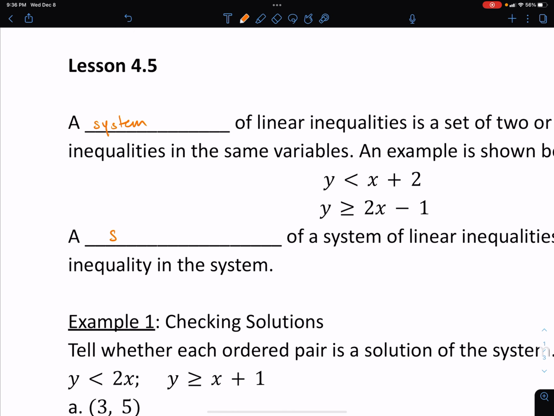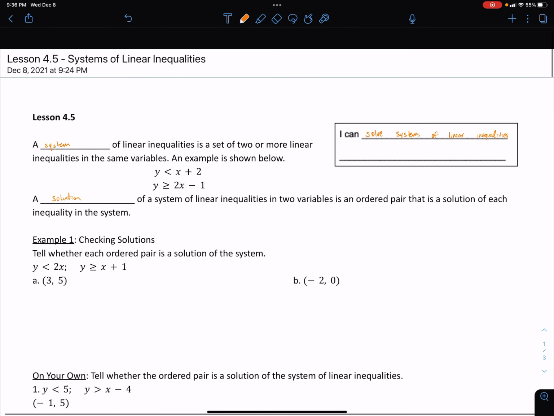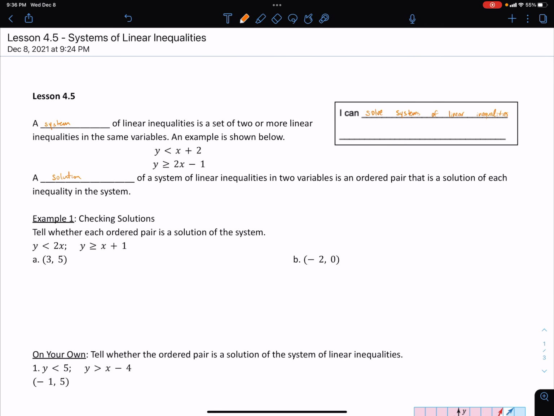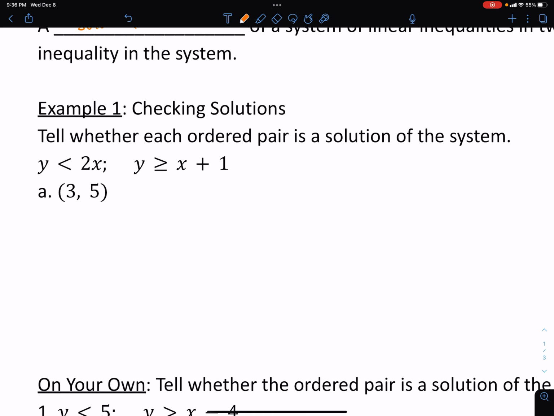A solution of a system of linear inequalities in two variables is an ordered pair that is a solution of each inequality symbol. So what does this mean? Tell whether each ordered pair is a solution of the system. All you have to do is remember it's x comma y, plug in 3 for x, plug in 5 for y, but you have to do it for both to see if it's true.